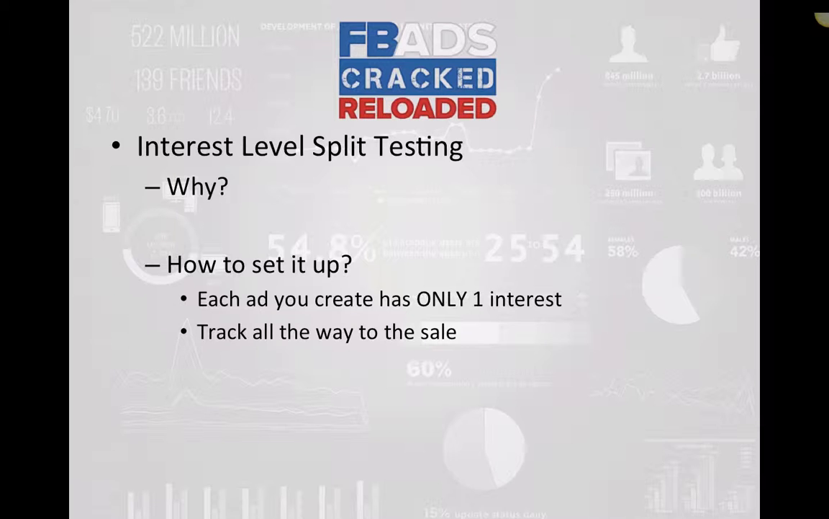So then we want to make sure we track all the way to the sale. It's not about cheap clicks. It's not about a high click-through rate. It's about knowing which interest is bringing in what amount of revenue. So if you're doing ClickBank, you want to track with a sub-ID, Nanicast with a sub-ID, Teespring has sub-IDs. A lot of places have sub-IDs.